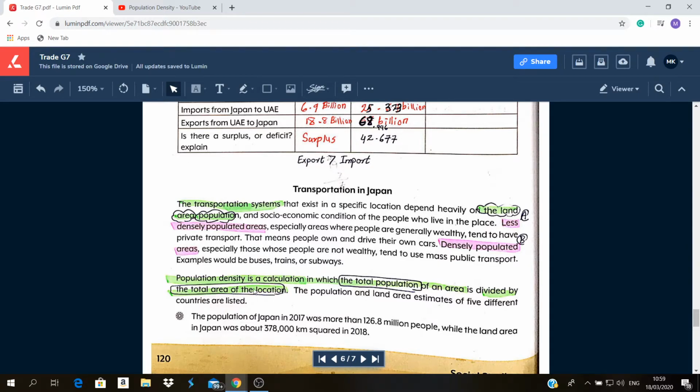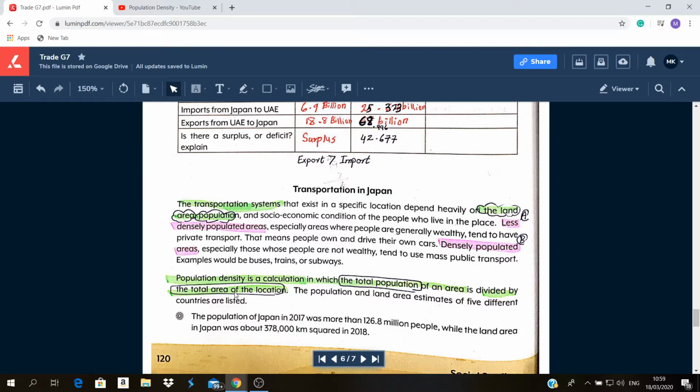Population density is a calculation in which the total population of an area is divided by the total area of the location. The population and land area estimates of 5 different countries are listed. Now we're going to have examples of some countries.